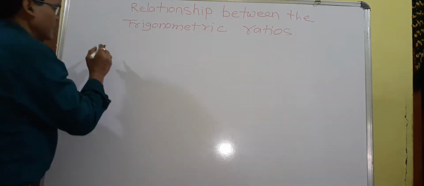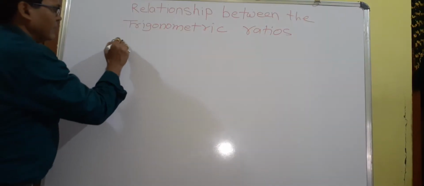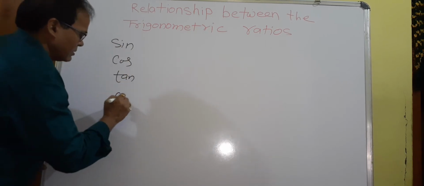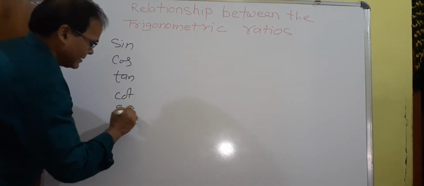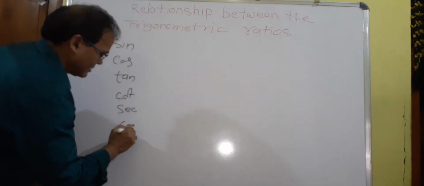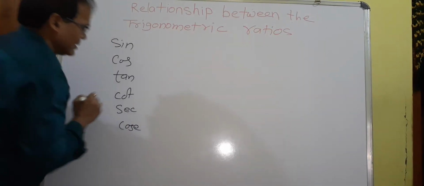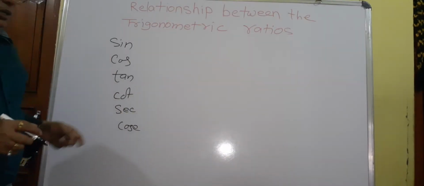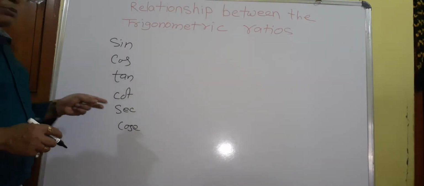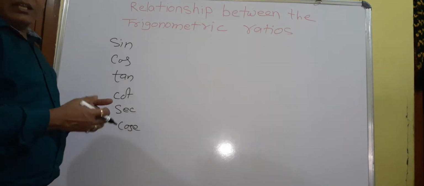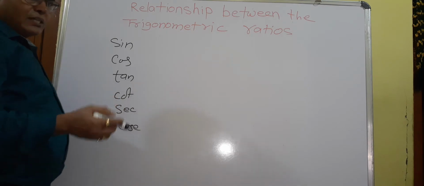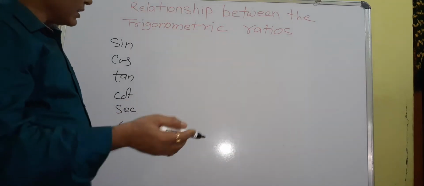We will make them in such a way: sine, cos, tan, cot, sec, cosec. There are 6 ratios. Out of 6 ratios, you have to memorize them in sequence. Then it will be easy for you to memorize. So we can practice like that: sine, cos, tan, cot, sec, cosec.